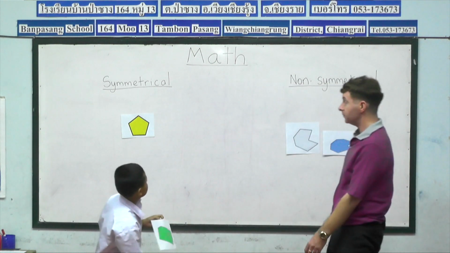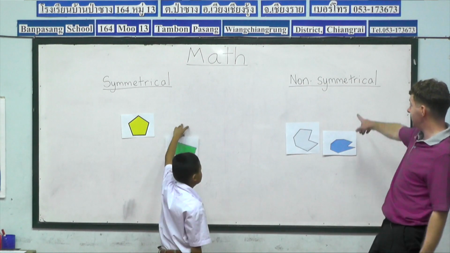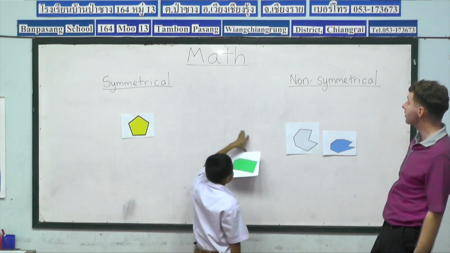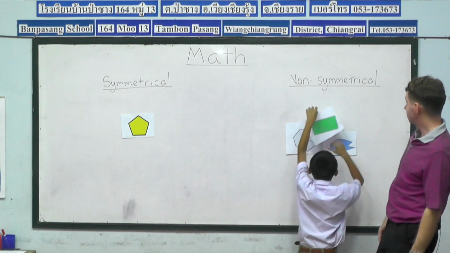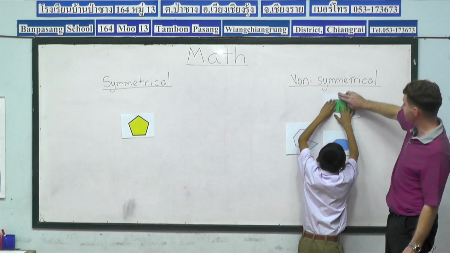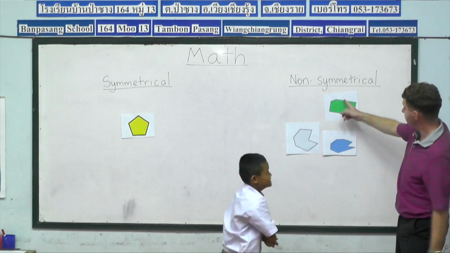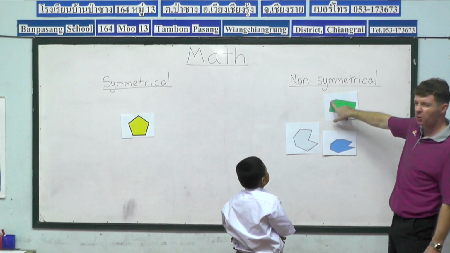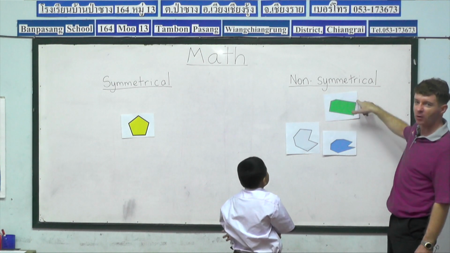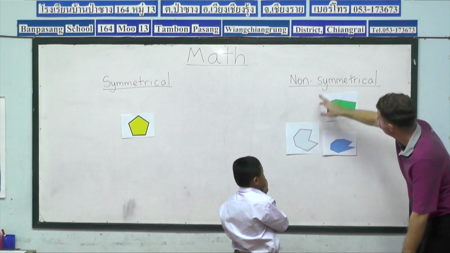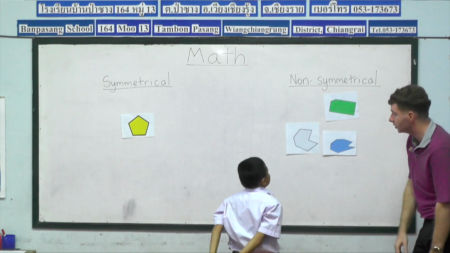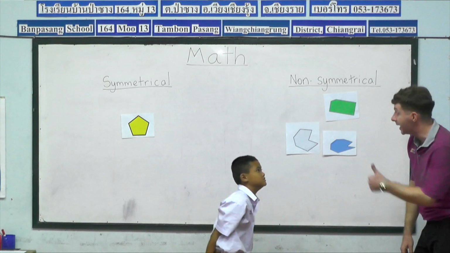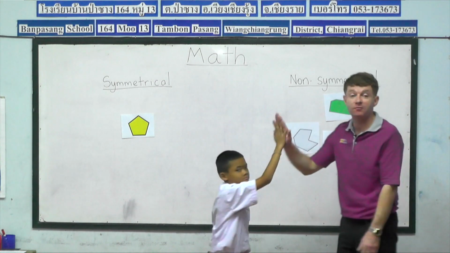Non-symmetrical. Chu, can you put it on the correct place? This side, non-symmetrical. That's excellent, because you can see, we draw the line down here, almost, but it's this corner here. It makes it not equal. So can you say, Chu, non-symmetrical? Excellent. High five. Big round of applause for Chu.